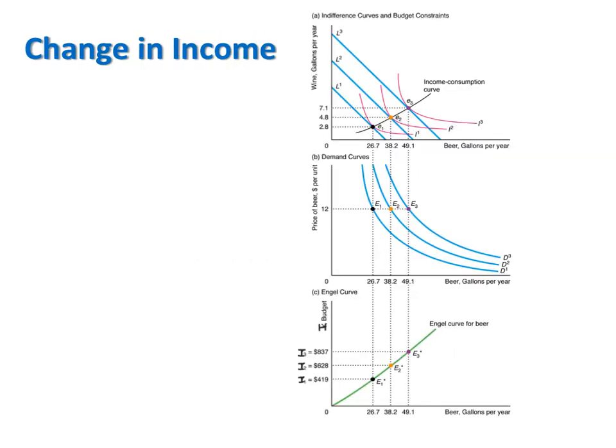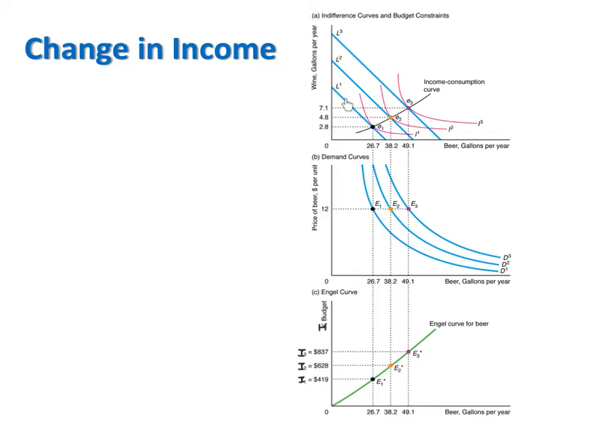Let's return to the optimal choice diagram for beer and wine used in the demand video. Suppose a consumer is initially maximizing his utility by choosing bundle E1. At this bundle, his consumption of beer is 26.7 gallons and his consumption of wine is 2.8 gallons per year. Now holding the price of beer, the price of wine, and the overall preferences, meaning the overall utility function that generates these indifference curves, constant, let's increase income.